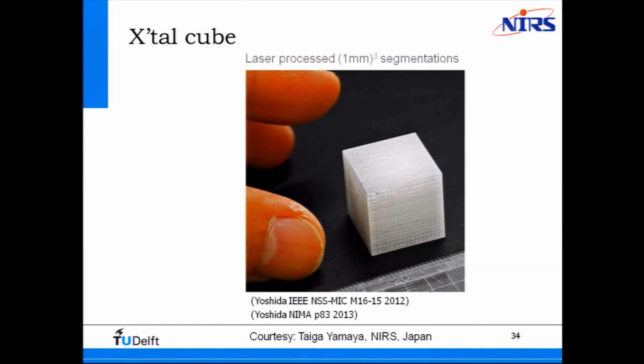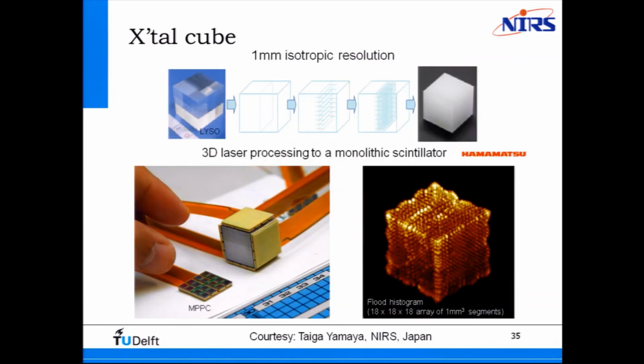So this is an example of such a block that's laser engraved. You can see how there is a structure, kind of a matrix structure of reflecting layers now in the crystal. And this appears to work very well. Again, using SiPMs, they were able to make these three-dimensional histograms where each of the 1 by 1 by 1 millimeter elements in this detector is quite clearly resolved. I think it's a very impressive result.